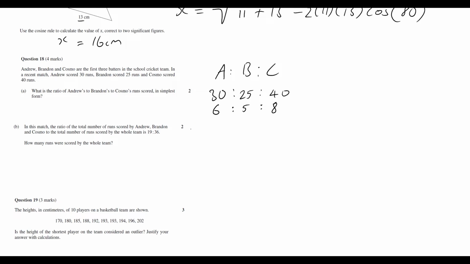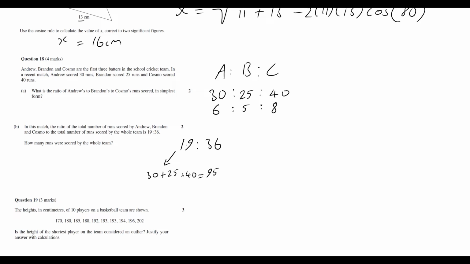So part B asks us, in this match, the ratio of the total number of runs scored by Andrew, Brandon, and Cosmo to the total number of runs scored by the whole team is 19 to 36. So how many runs were scored by the whole team? Okay, so if it's 19 to 36, then we know how many did that 19 make up? So in that 19, we know that Andrew scored 30, we know that Brandon scored 25, and we know that Cosmo scored 40. So adding those all up, we find that 19 is representative of 95 runs.